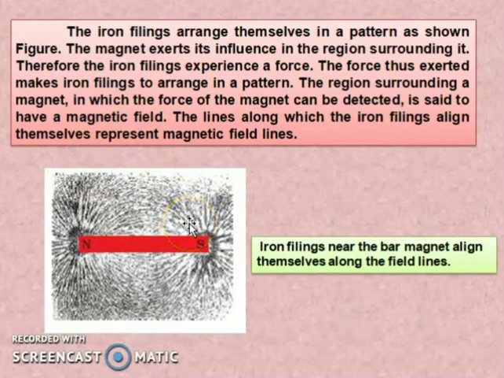Here you can see that a force is exerted on the iron filings to make them arrange in the pattern. In this area, the force of the magnet can be detected, so we call it a magnetic field. The lines along which the iron filings arrange themselves represent the magnetic field lines. So this is an example of iron filings near the bar magnet aligning themselves along the field lines.